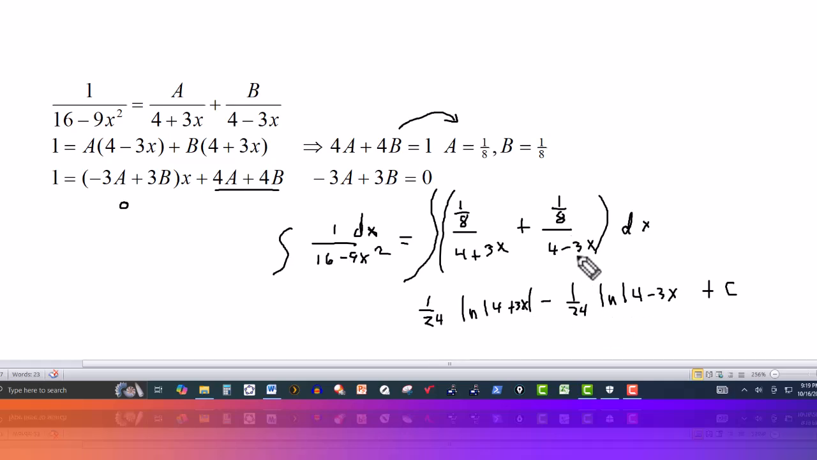Now again, this looks different than what I got using the other formula, but remember, there are properties of logs you can use. So I'm going to go back up here. You can factor out the 1 over 24. Then you have the difference of two logs here. That means I can write this as one log, the absolute value of this expression over this expression. So it'll be 4 plus 3x over 4 minus 3x. And that's the second answer that I gave using the initial formula. And then your constant of integration.